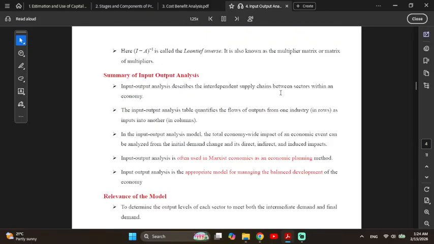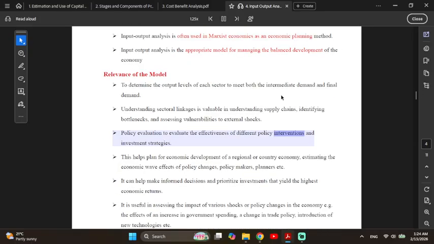Policy evaluation: to evaluate the effectiveness of different policy interventions and investment strategies. This helps plan the economic development of a regional or country economy, estimating the economic ripple effects of policy changes for policy makers, planners, etc. It can help make informed decisions and prioritize investments that yield the highest economic returns.